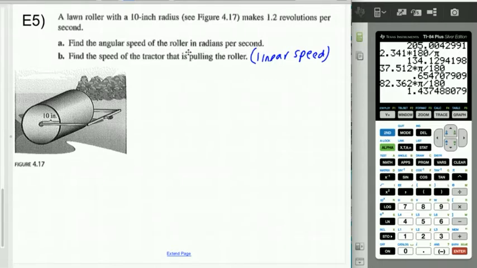There's a couple ways to think about it. But if you want to know, this thing is making 1.2 revolutions per second. So in part A, we know that 1 revolution is 2 pi radians.